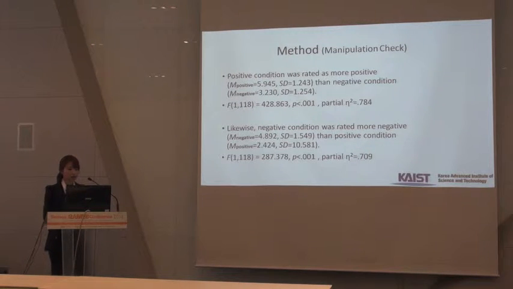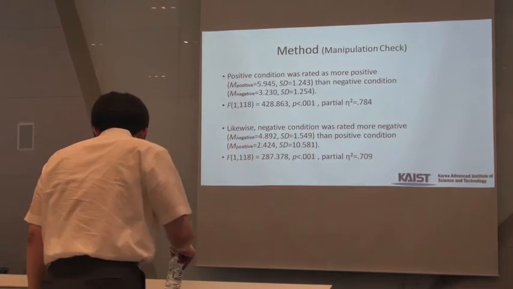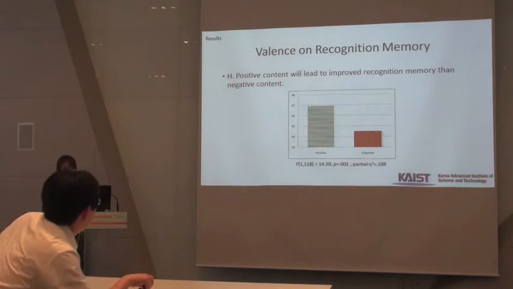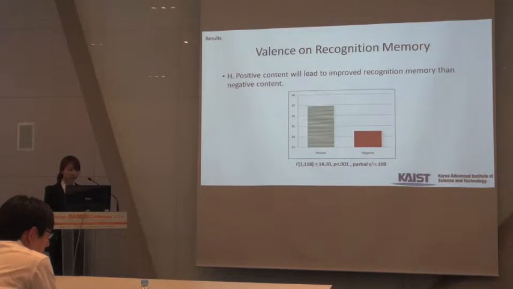As shown here, valence of video game content was successfully manipulated. From now, I will show you the results. As predicted in hypothesis 1, positive content, which led to the player's appetitive system activation, built better recognition memory than negative content, which activated the player's aversive system.